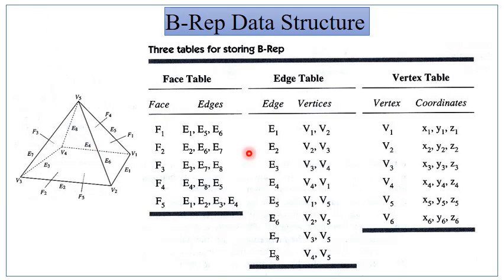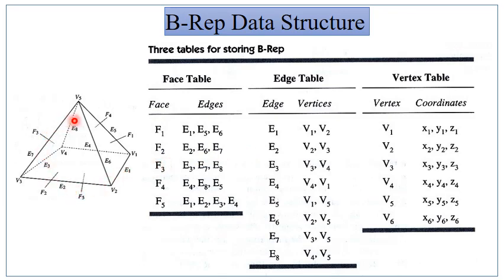So each face is bounded by edges and each edge is bounded by vertices, and thus topologically a boundary model of an object is comprised of faces, edges and vertices of the object linked together in such a way as to ensure the topological consistency of the model.